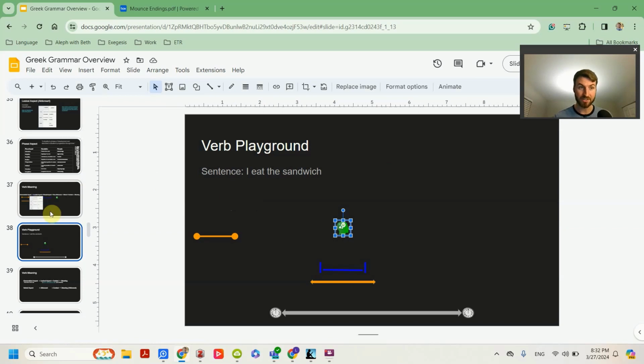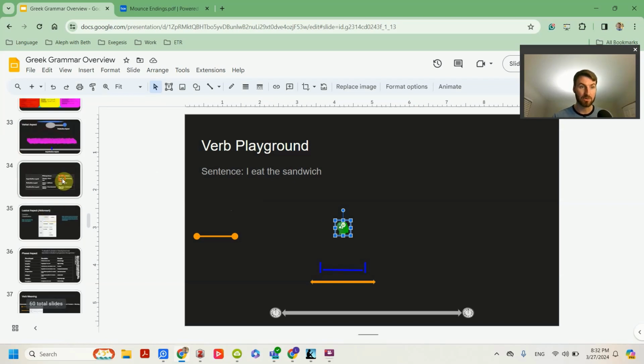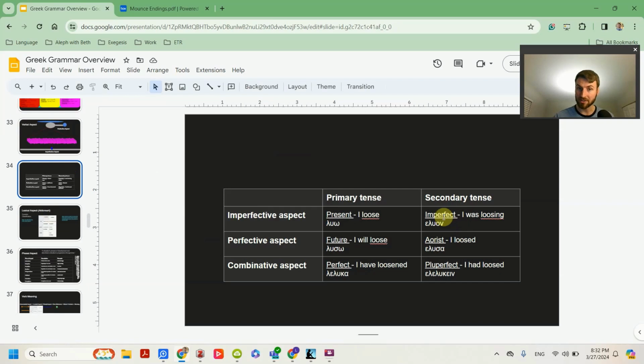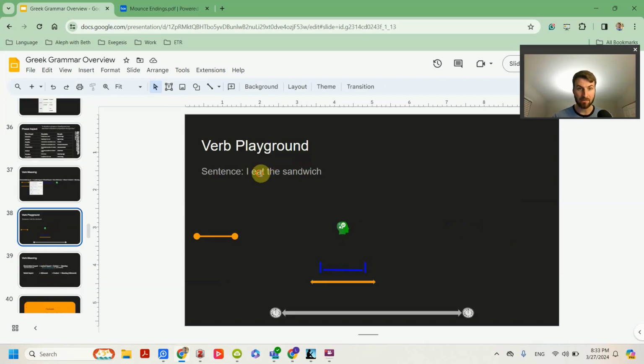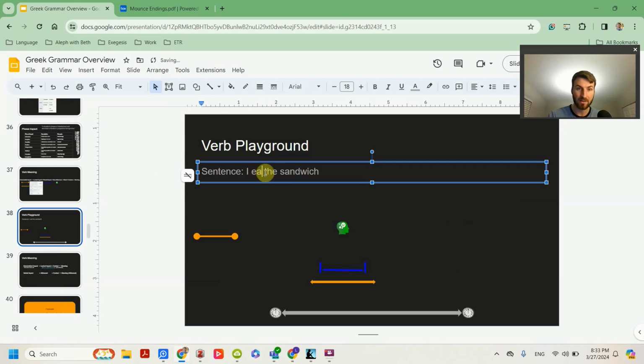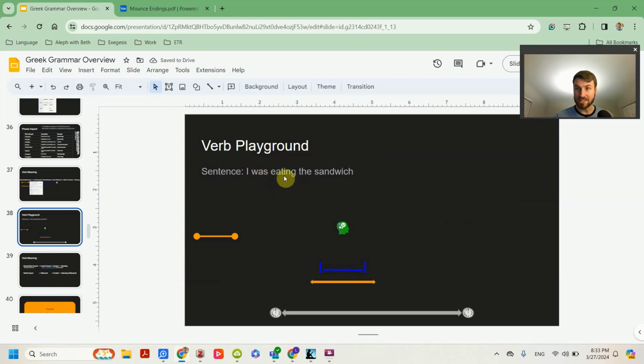Okay? Versus if I want to use a secondary tense of this same idea, that would be using the imperfect tense in Greek. And so we would translate this as I was loosing here. So in our diagram, I would say I was eating. Notice that the process of eating is still going on. I was eating. But now it's in the past.